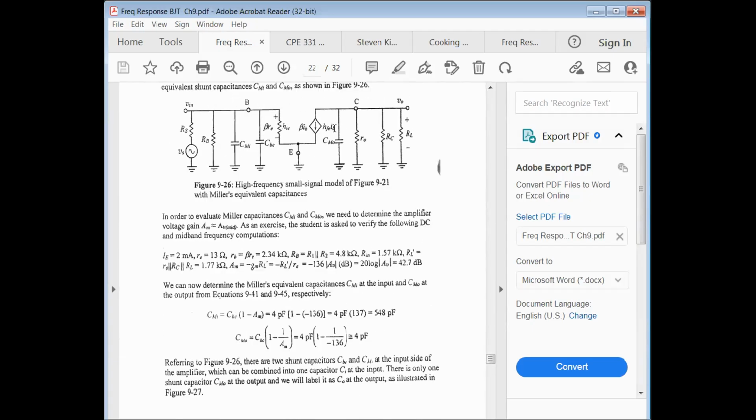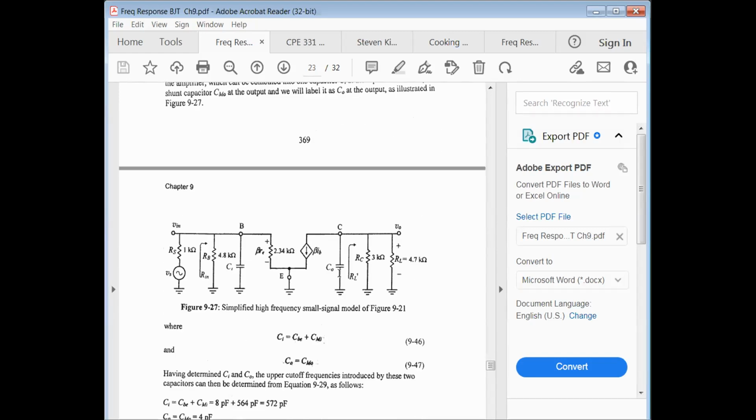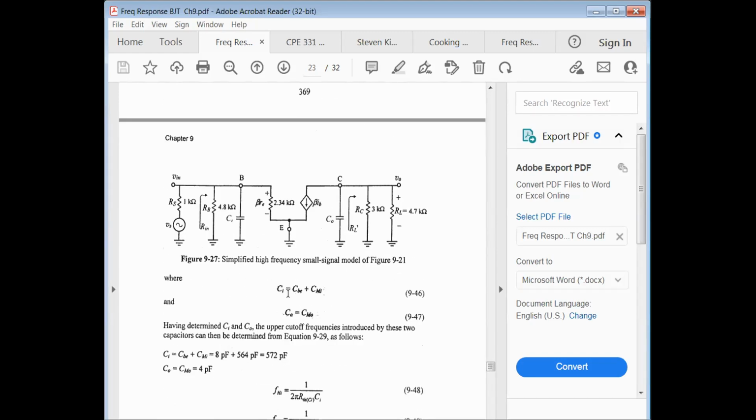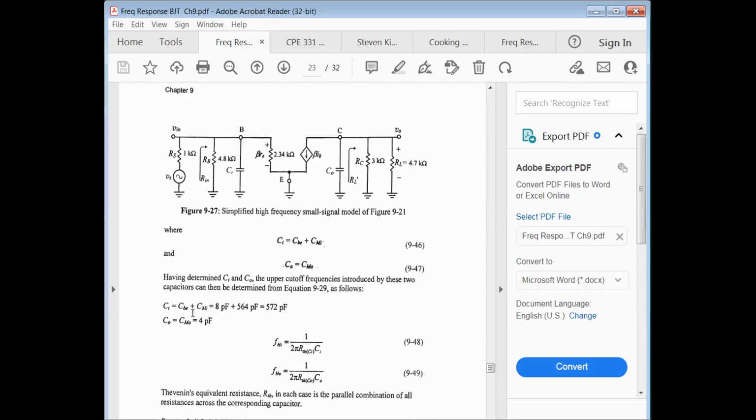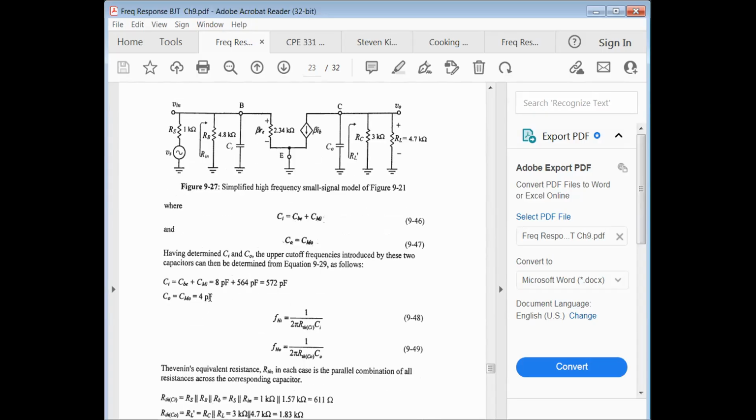And then here on the output, all we have is C Miller out. And we just call it C out. So CN then is CBC plus C Miller in, and C out is C Miller out. So CN is what CBE was, 8 picofarads, plus 564 picofarads C Miller in. So this becomes 572 picofarads for CN, and then C out is just approximately, well, it is C Miller out. C out is equal to C Miller out. So this is just 4 picofarads.